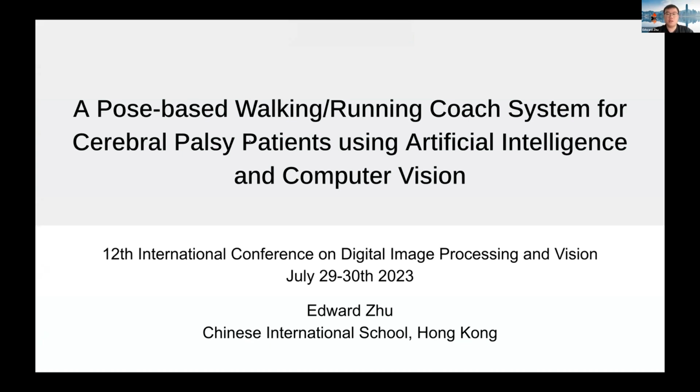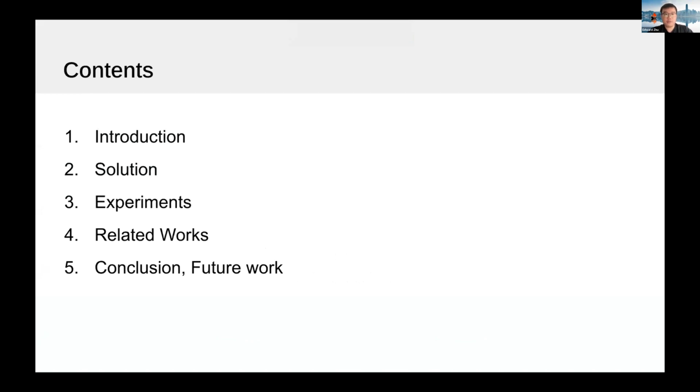So today I'll be presenting my research, a pose-based walking/running coach system for cerebral palsy patients using artificial intelligence and computer vision. The following 5 contents will be discussed. First of all, the use case and problem, followed by the proposed solution, 3 experiments, and a discussion on the new contributions to the field of clustering and gait analysis. And then lastly, some limitations and future work on diagnosis will be discussed.